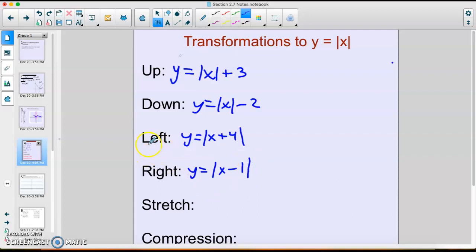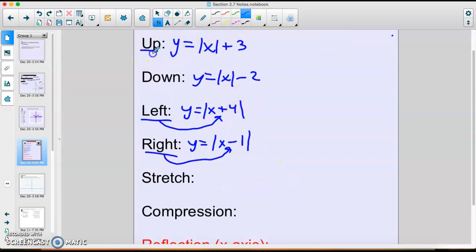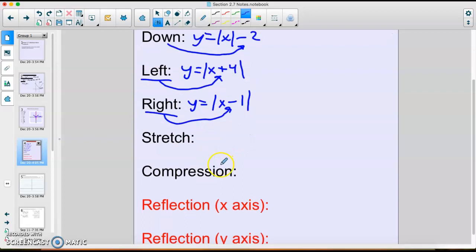So these are backwards of what you think they are. If we're going left, we're adding. If we're going right, we're subtracting. And that's probably the big sticking point for a lot of people, is that they forget about that. For up, it's plus 3 and down is minus, so these ones are fine, but the left and the right, those are the ones that are backwards.